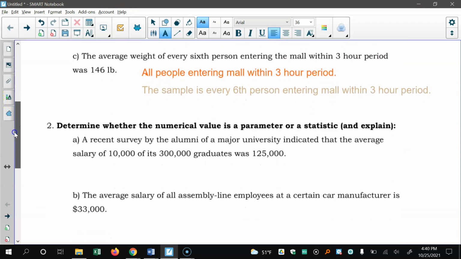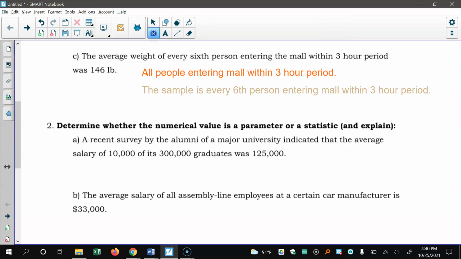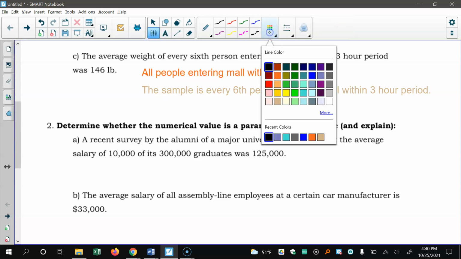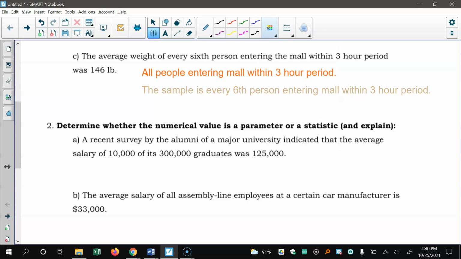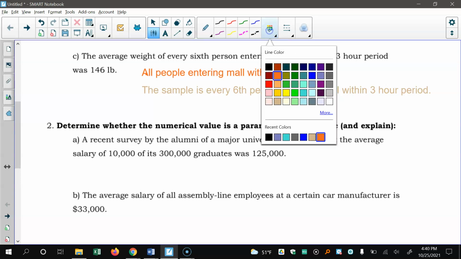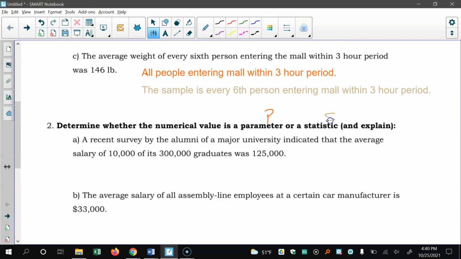All right, for 2, determine whether the numerical value is a parameter or a statistic. So this one I'll just abbreviate. I'm going to either put a P or an S, for parameter or statistic. And let's see what we have for the first one. A recent survey by the alumni of a major university indicated that the average salary of 10,000 of its 300,000 graduates was 125,000.